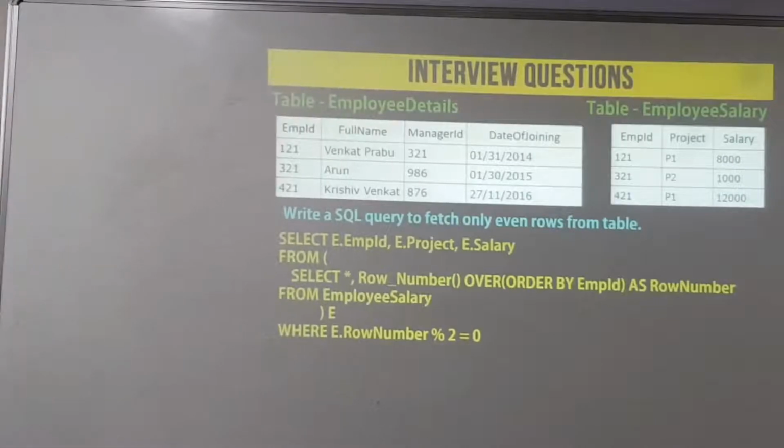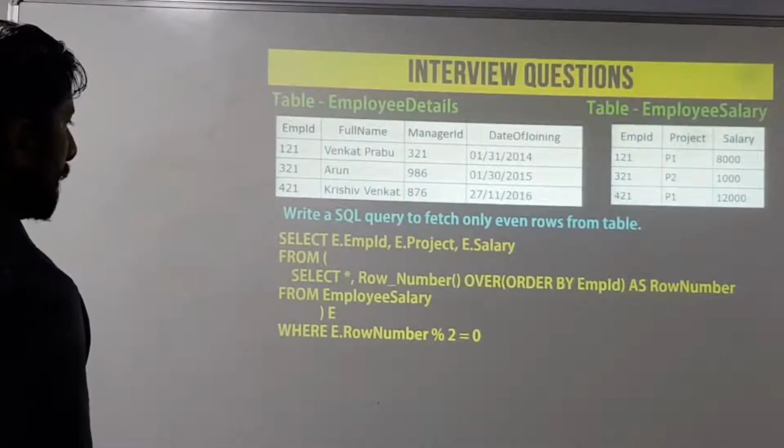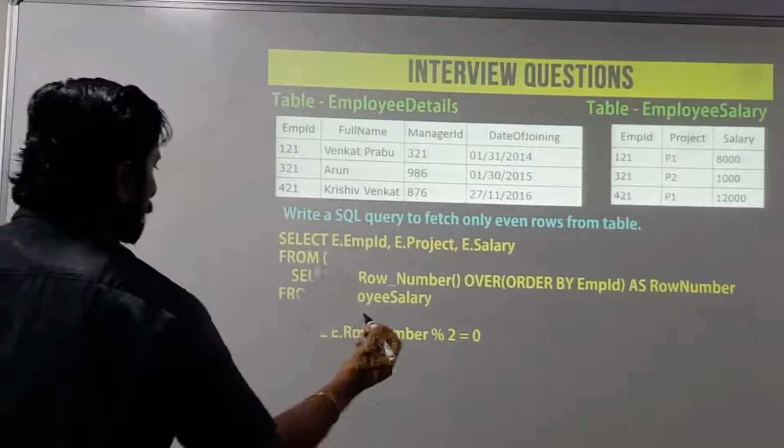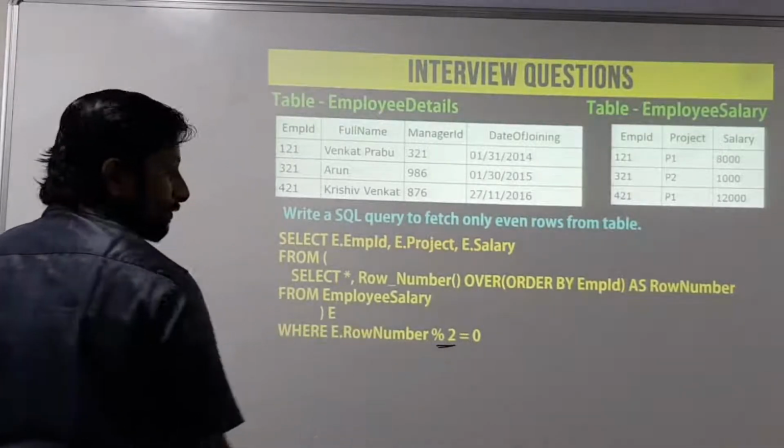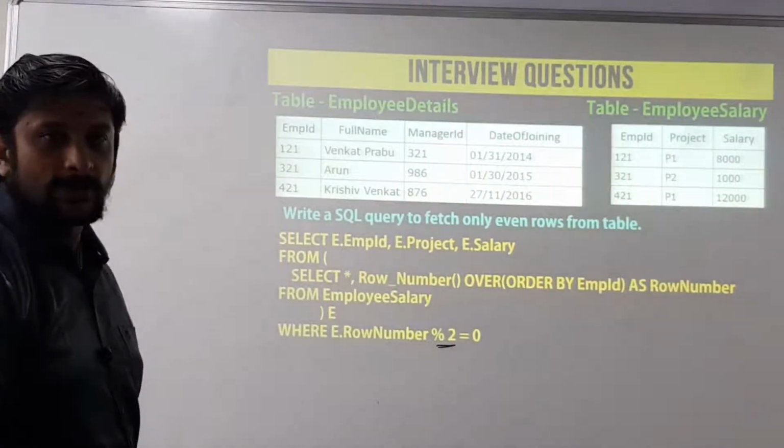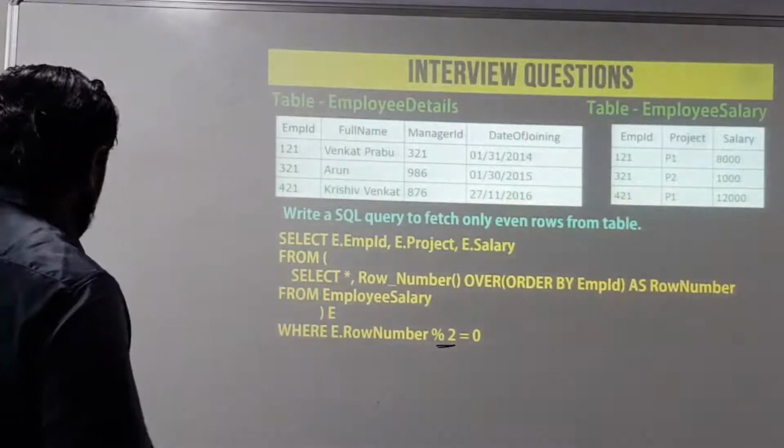The next question is: write a SQL query to fetch only even rows. Obviously, we have to change the previous one: percentage of 2 is equal to 0. It's very simple, a direct question. Let's move on to the next question.